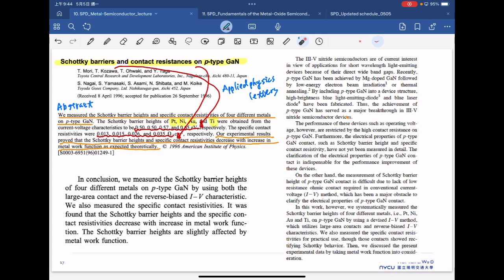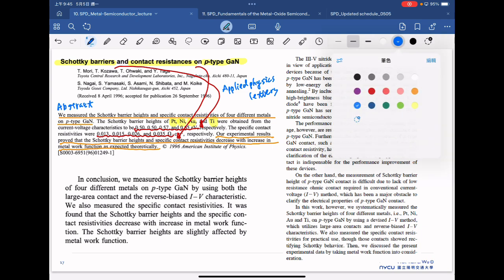In the end, you can realize the structure of this paper is very simple, and the experimental results are very simple as well, because they just want to prove that the behavior of these different metals on P-type gallium nitride is the same as in the case of silicon. So this is the abstract, and if we go to the conclusion, we can figure out that the conclusion is trying to say the same thing.